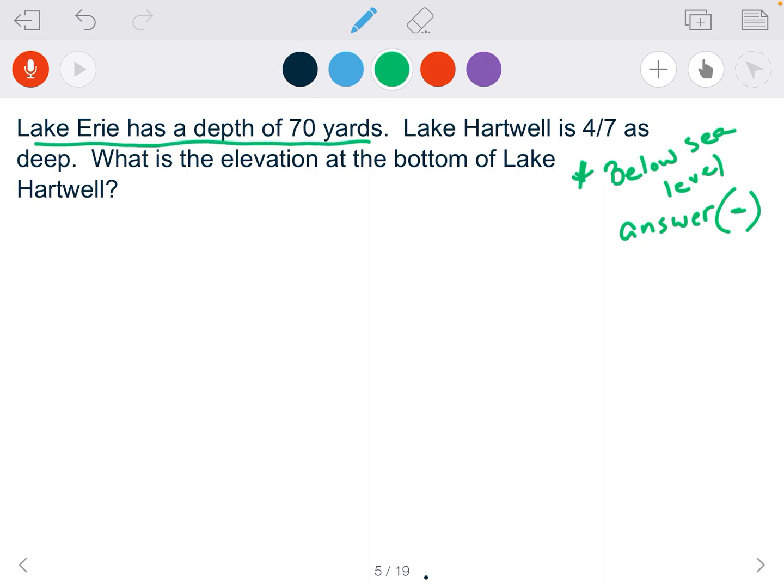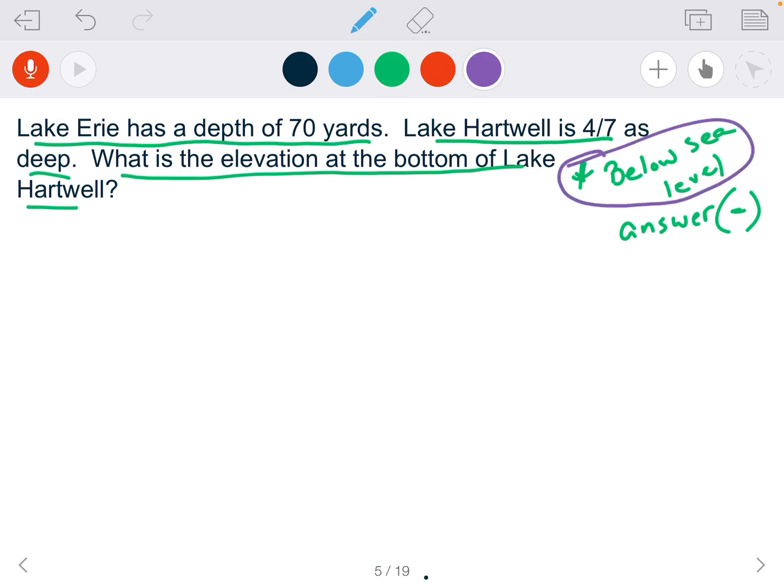Lake Erie has a depth of 70 yards. This is made up. I don't know it. I just made up some numbers today. Lake Hartwell is 4/7 as deep. What is the elevation at the bottom of Lake Hartwell? So things I need to remember, it's going to be below sea level, so my answer is going to be negative.